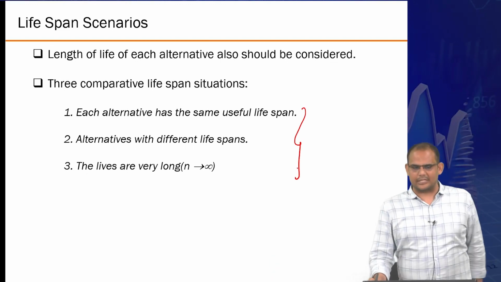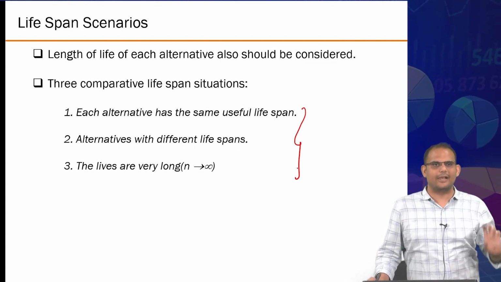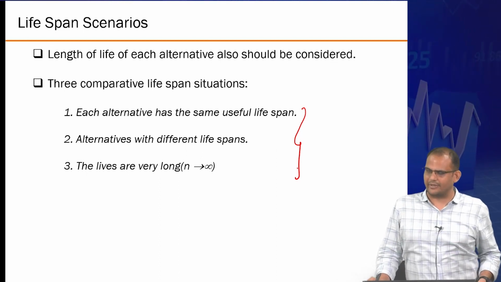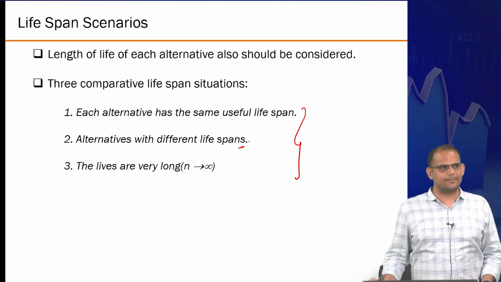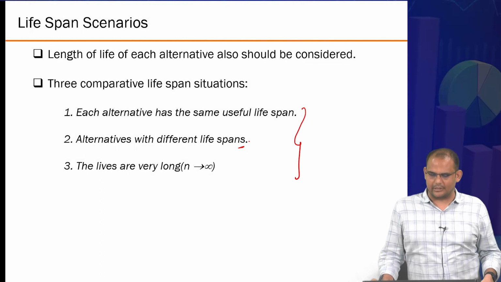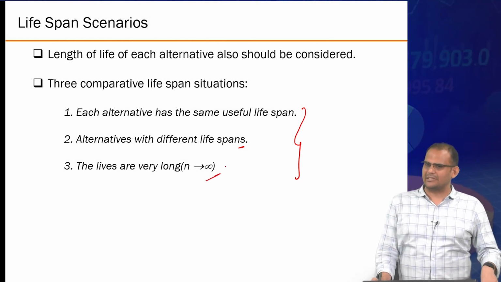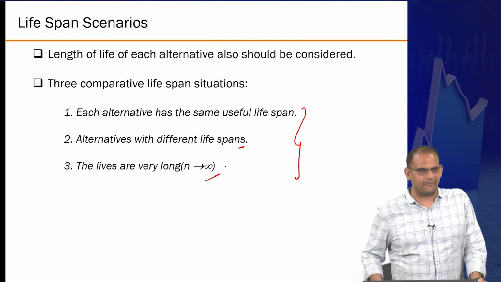So the most general case is that each alternative has the exact same useful lifespan. So for example, two technologies, each useful for 5 years, and you can compare. But then there are cases where the lifespans of alternatives are different, and we were just exploring how to handle that. And then there are some special cases where the lifespan becomes really long, infinity. So how can the calculation be simplified?